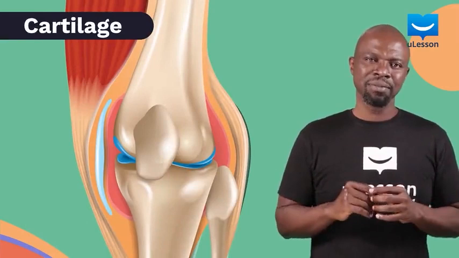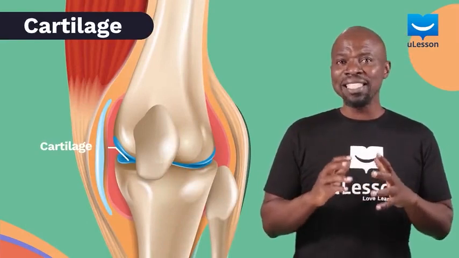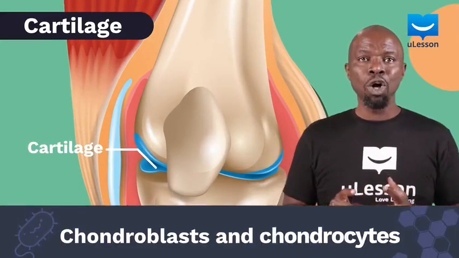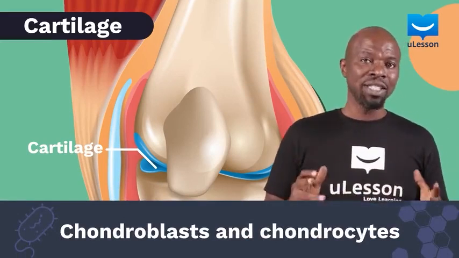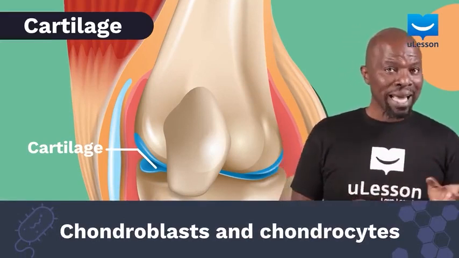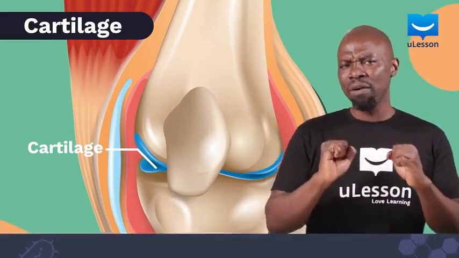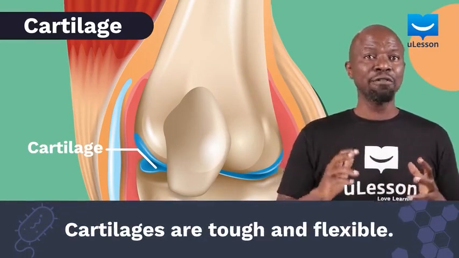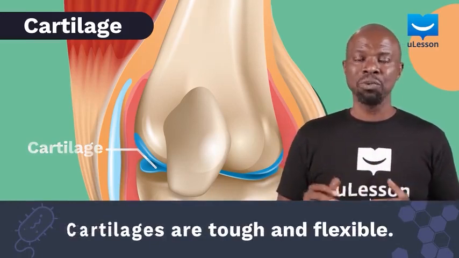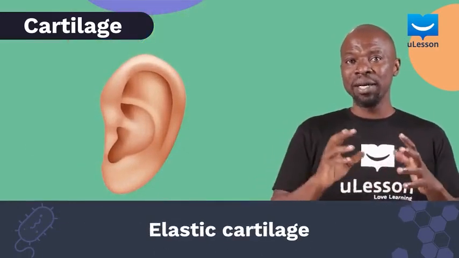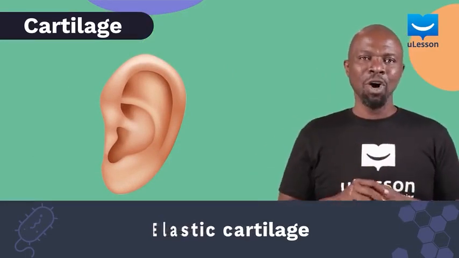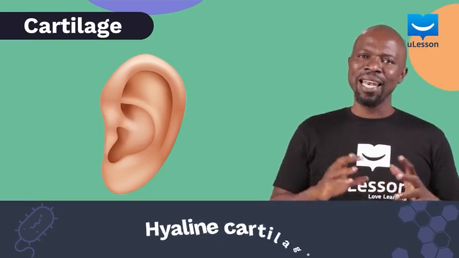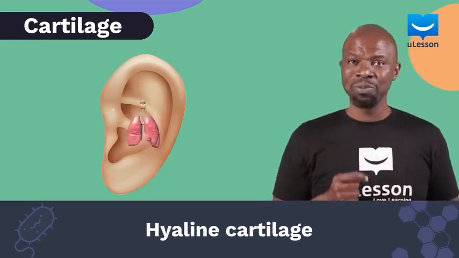What is cartilage? A cartilage is an elastic tissue consisting of cells called chondroblasts and chondrocytes, as well as carbohydrates and proteins. Like chitin, cartilages are tough and flexible, and they serve to reduce friction between bones as they move. Cartilages could be elastic, where the cells are closer together, like those found in your earlobes. Or they could be hyaline, where the cells are less close and they are found in your nose or your trachea.